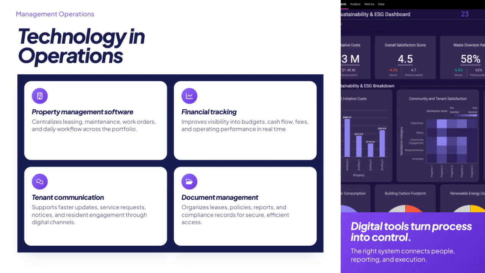When we talk about technology in operations, especially in property management, the right software becomes a game changer. A good property management system centralizes key activities like leasing, maintenance, work orders, and daily workflows across the entire portfolio, making everything more streamlined. Another crucial aspect is financial tracking. With advanced tools, managers get real-time visibility into budgets, cash flow, fees, and overall operating performance. This immediate insight helps in making informed decisions quickly.